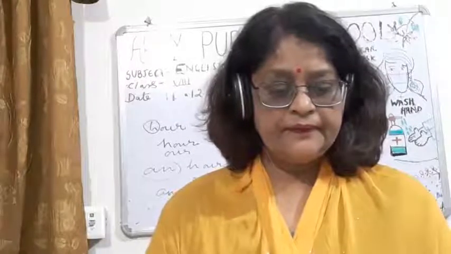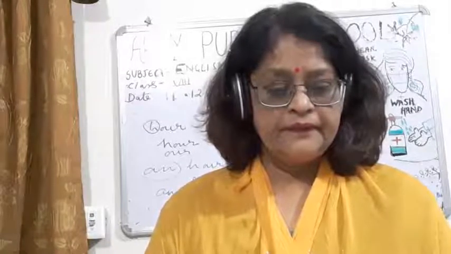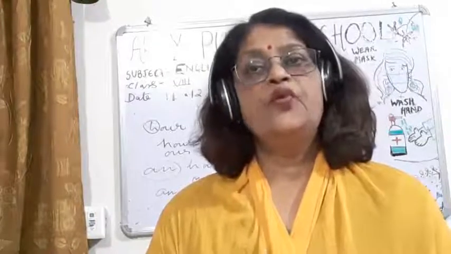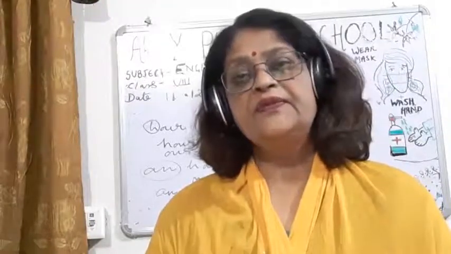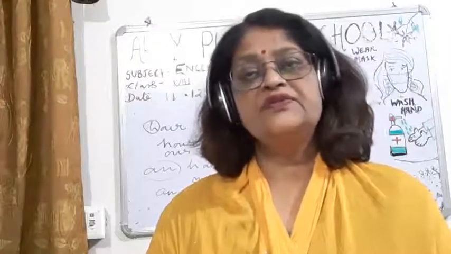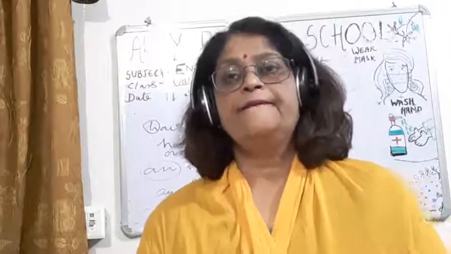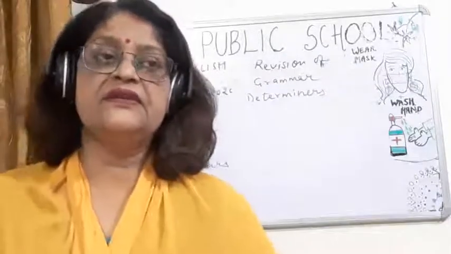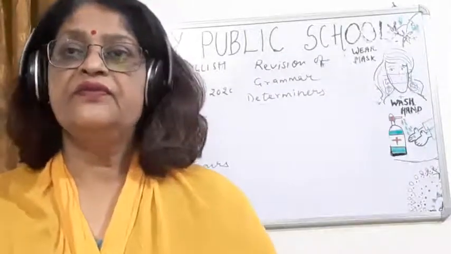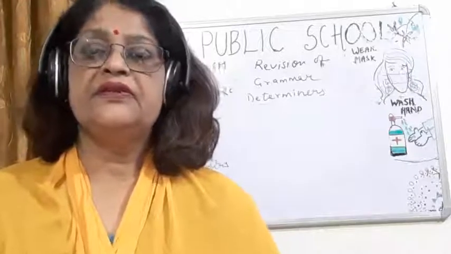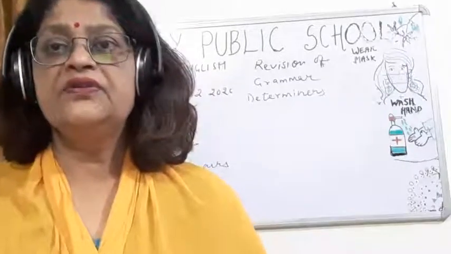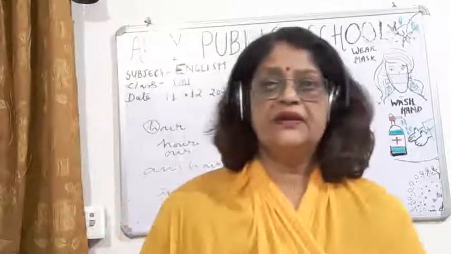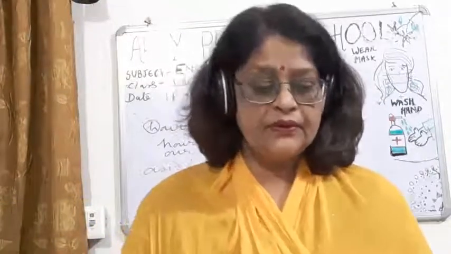Then children, a one-eyed person. Here one is pronounced as W-U-N. A one rupee note. Though it is starting with a vowel letter, it is sounding as a consonant sound. A one rupee note, a one rupee note.